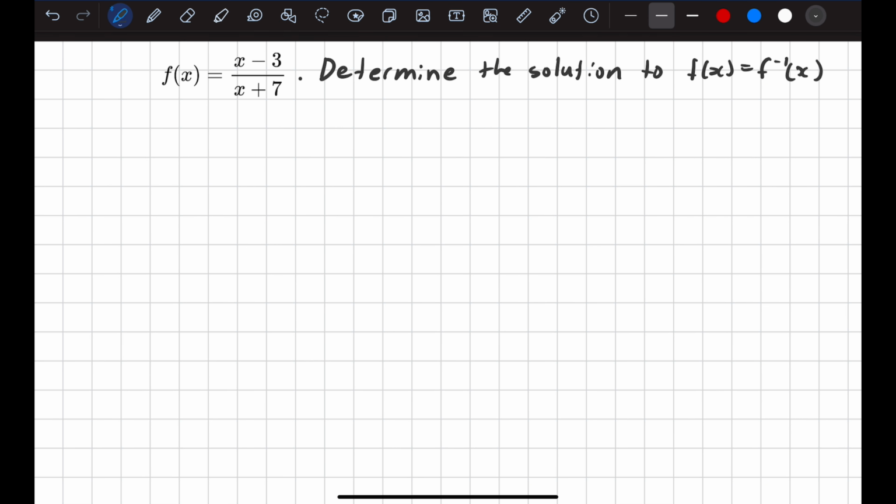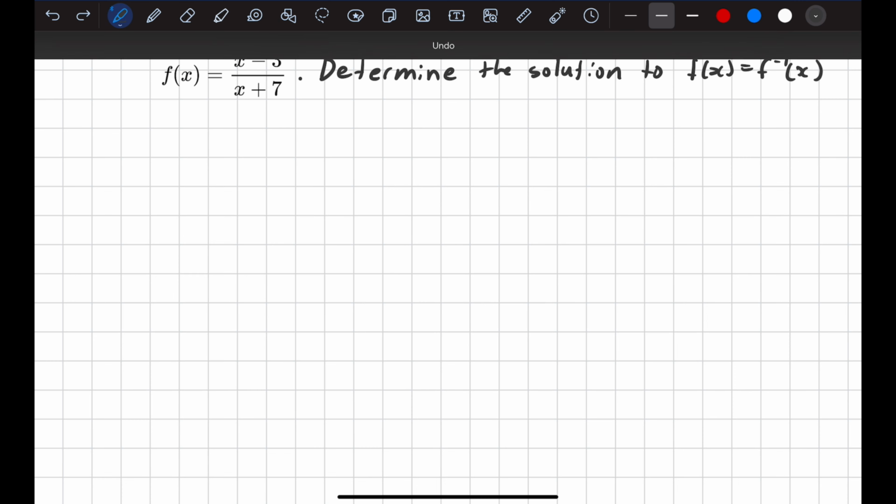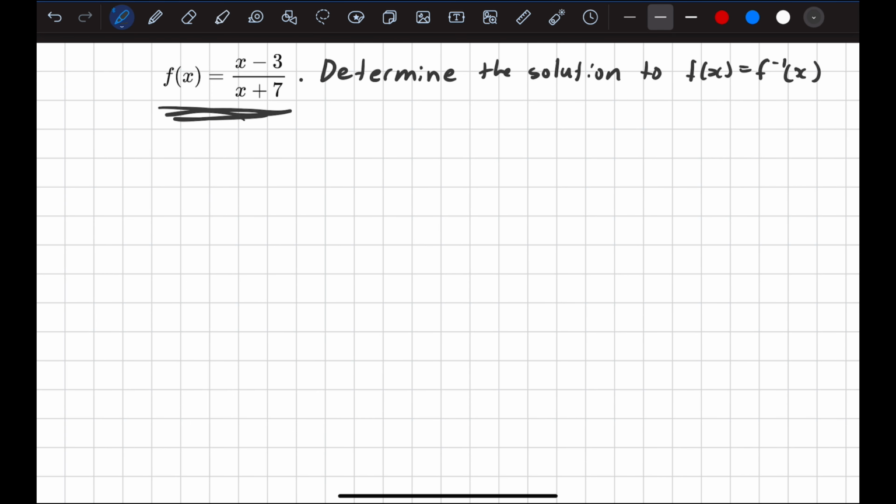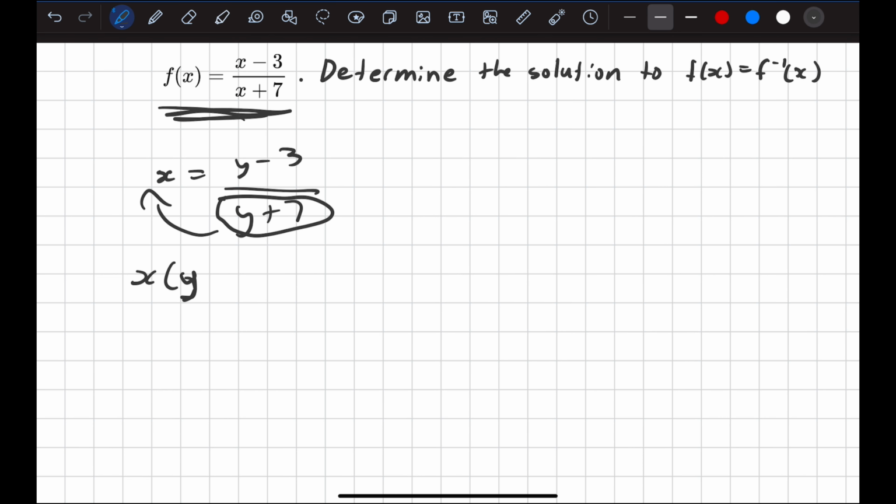So what we're going to do here is we have our normal graph, and we're going to go ahead and find our inverse. You take your normal function and flip the variables, so you have x equals (y − 3) over (y + 7). You then multiply both sides by the denominator, so we have x times (y + 7) equals y − 3.